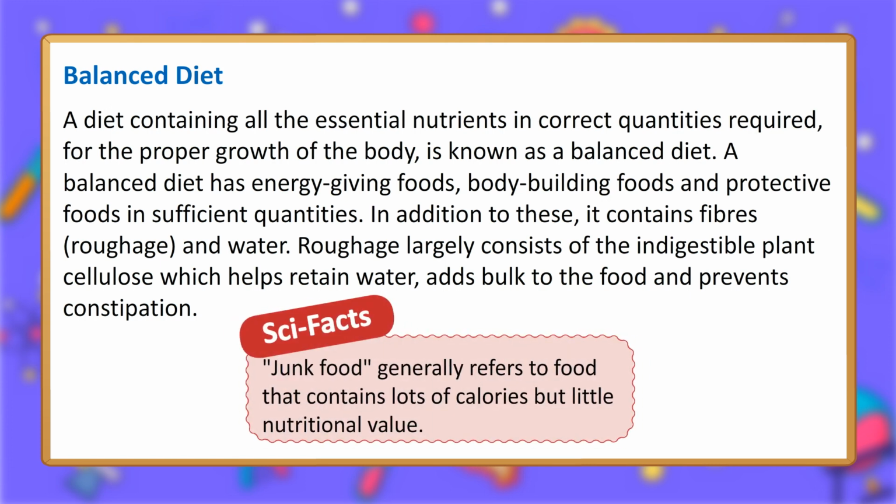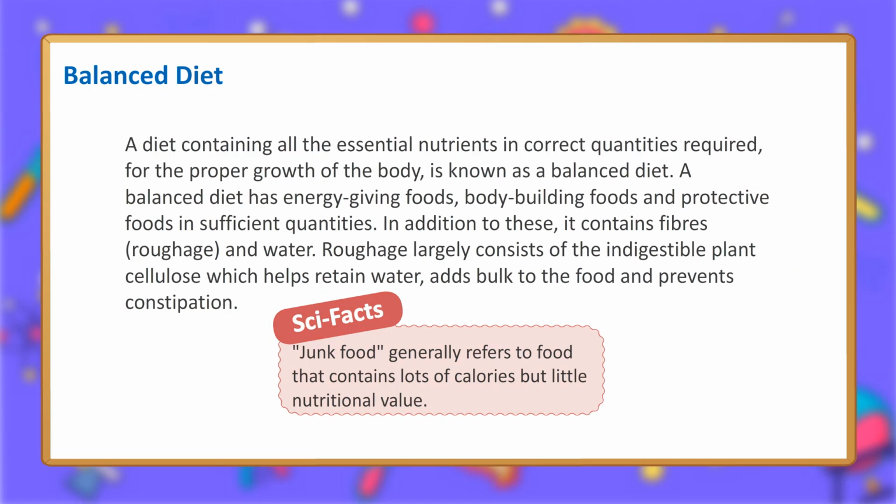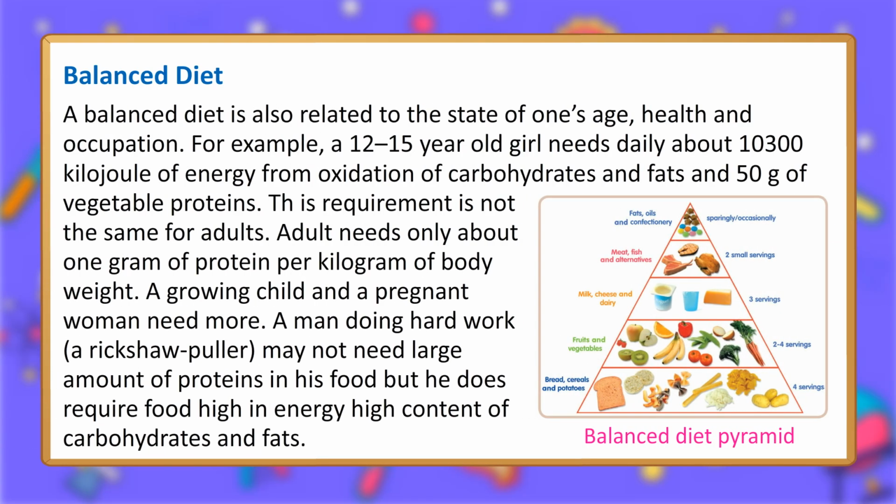Sci facts. Junk food generally refers to food that contains lots of calories but little nutritional value. A balanced diet is also related to the state of one's age, health and occupation. For example, a 12 to 15-year-old girl needs daily about 10,300 kJ of energy from oxidation of carbohydrates and fats and 50 grams of vegetable proteins.